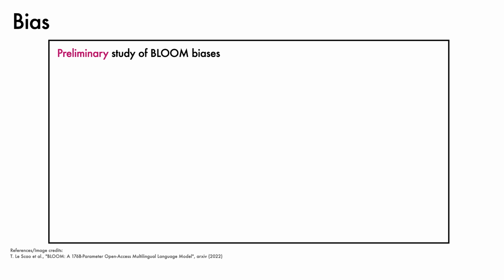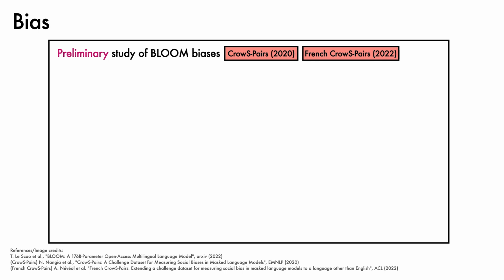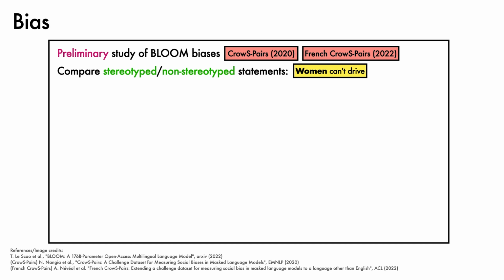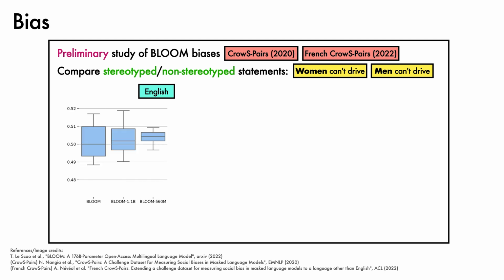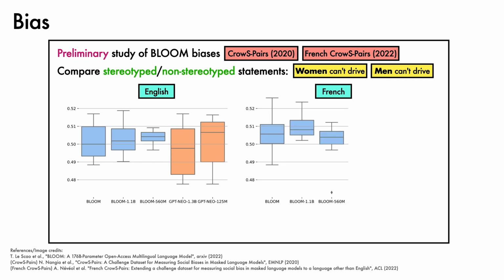As part of a preliminary study of biases in the Bloom model, evaluations are conducted on the CrowS-Pairs and the extended French CrowS-Pairs benchmarks. These benchmarks compare minimally different stereotyped and non-stereotyped statements and assess whether the model exhibits a preference for one over the other. Examples could include "women can't drive," a gender stereotype, and "men can't drive," which is not broadly considered to be a stereotype. For English comparisons, results are plotted for 3 Bloom models and 2 GPT-Neo models. For French comparisons, the same 3 Bloom models are compared with 2 monolingual French GPT models.